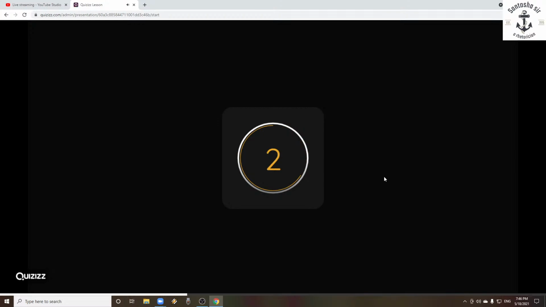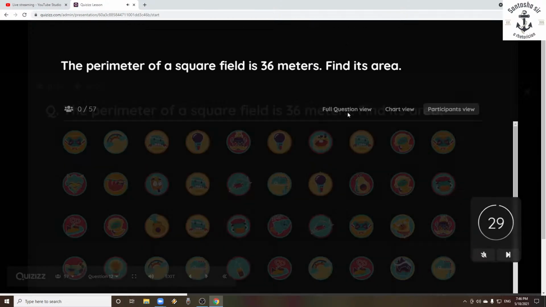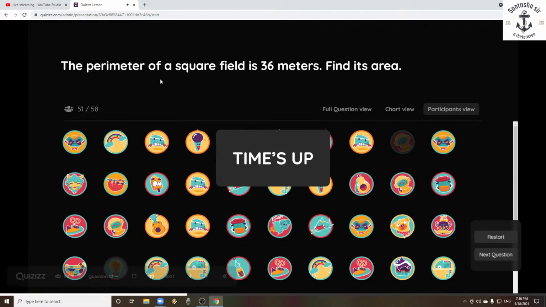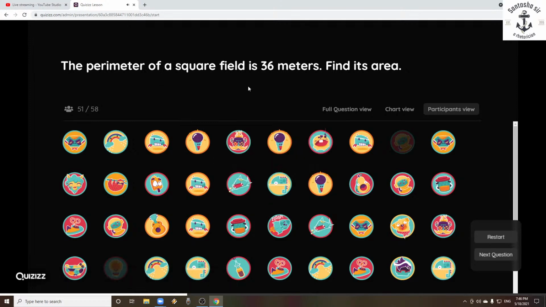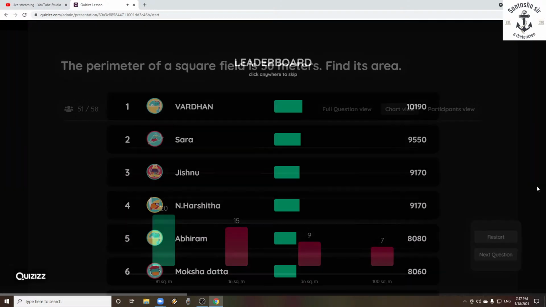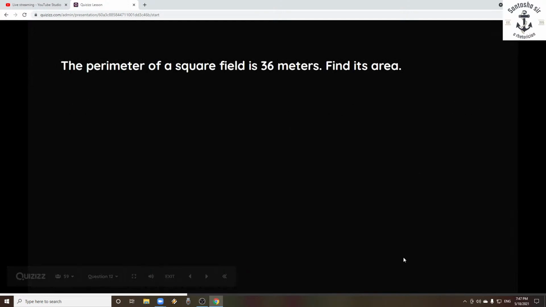Very good. So 12th question here comes. The perimeter of a square field is 36 meters. Find its area. Time is up. 51 members answered it. Third and fifth positions were replaced with new people. 20 members answered this question correctly.